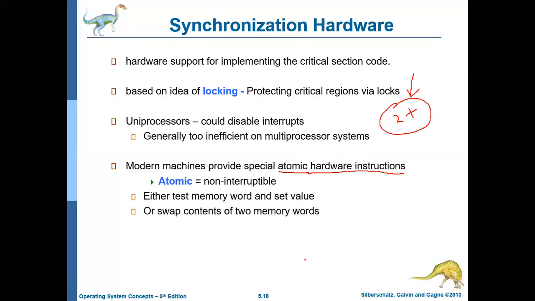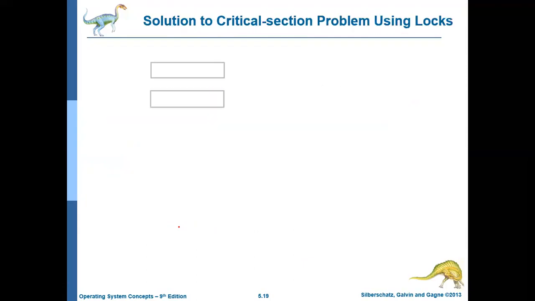We will be discussing two examples of hardware based synchronization. One is called the test and set instruction. The other one is called the compare and swap instruction. So this is the agenda of this topic: two types of hardware synchronization instructions, test and set, and compare and swap.